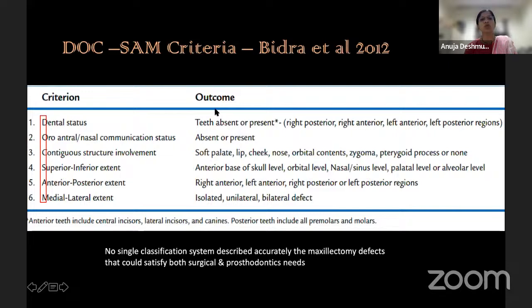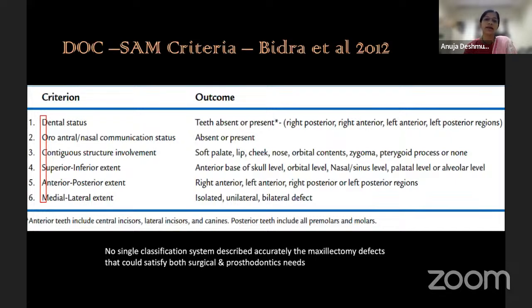On these criteria, the classification has been based on whether they have mentioned the presence of teeth, whether they have looked at the oroantral fistula, whether they looked at resection of any important structures like the orbit or zygoma, pterygoid plate, lip, cheek, and the superior and inferior extent of the lesion, like which level it is going, anteroposterior, that is in which direction it is going, and the medial and lateral, whether it is a unilateral or a bilateral defect. So this is the classification.